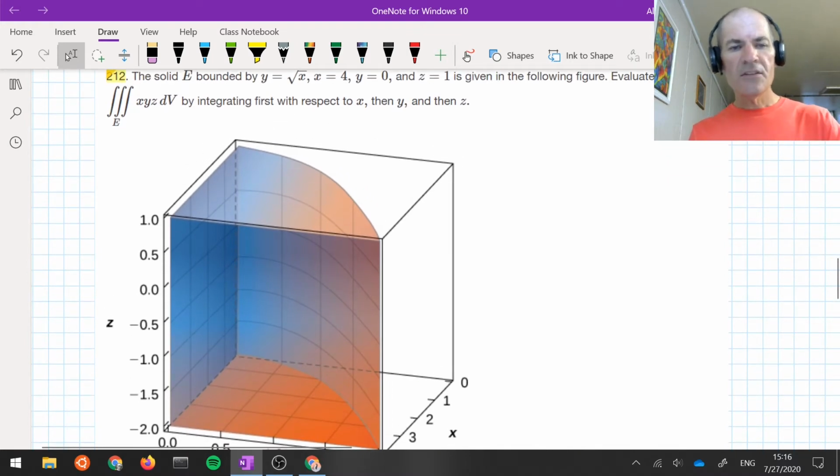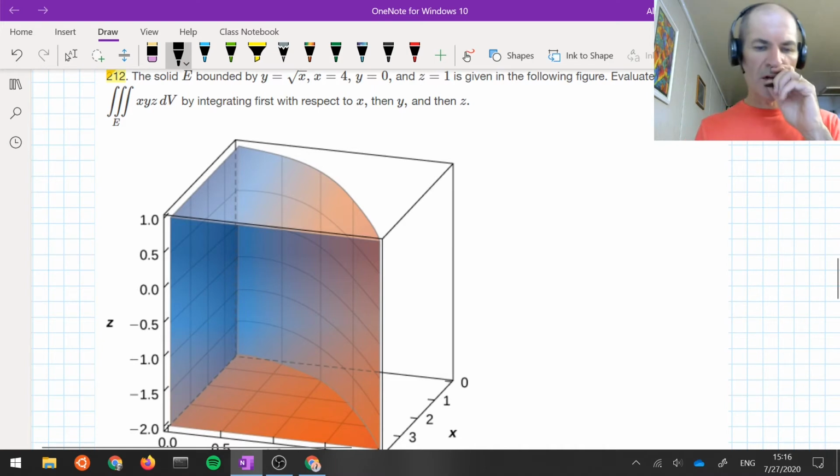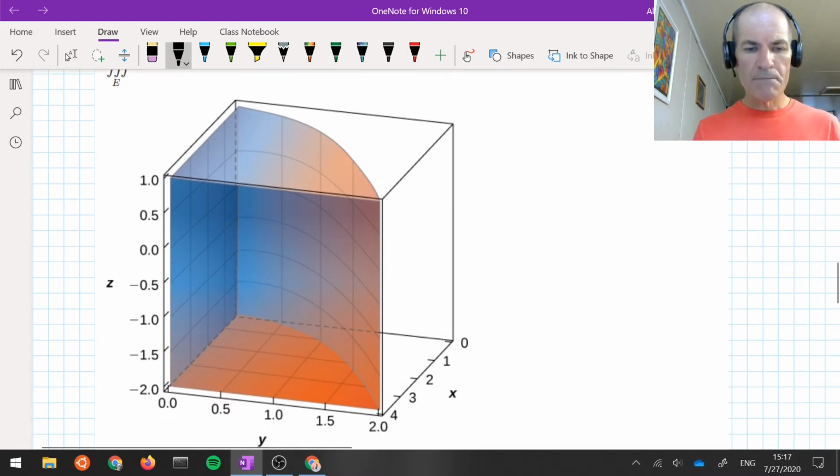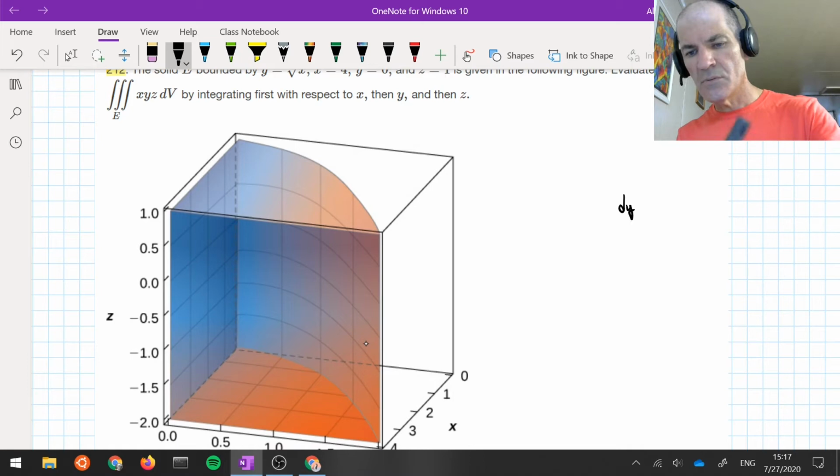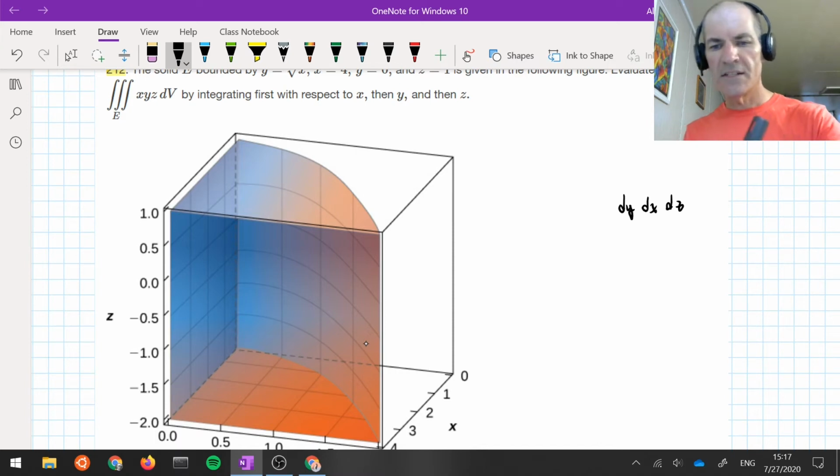So let's decide right now that we're going to go y and then x and then z. Let's do y, then x, then z. So that means the inner is with respect to y, the middle is with respect to x, and the outer is with respect to z. Again, I'm just going to write the integrand there. We'll deal with it later.